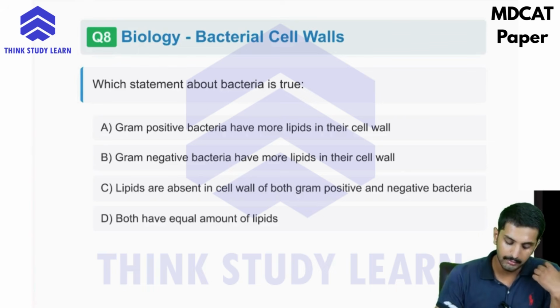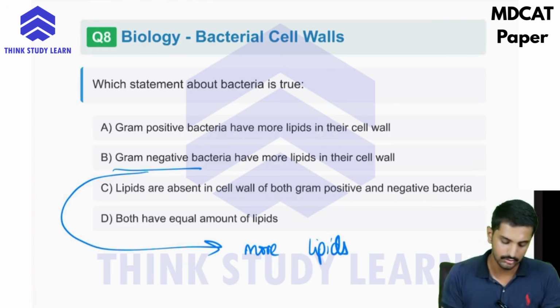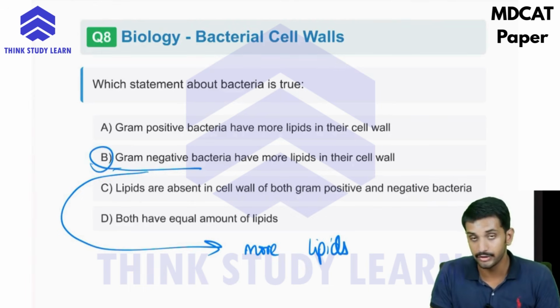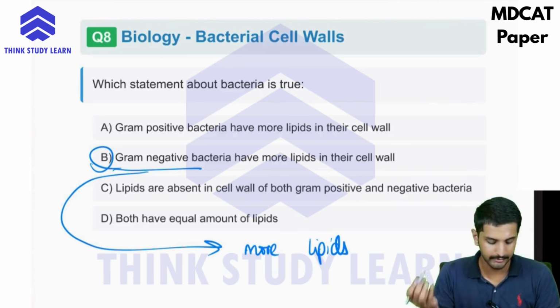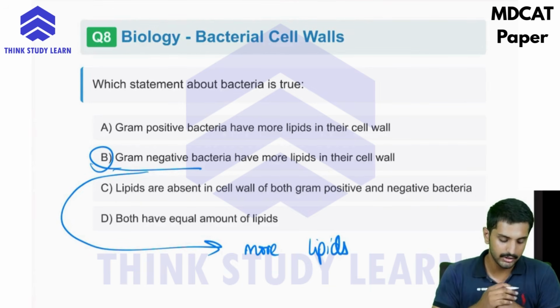So gram-negative here is basically when you have more lipids in the cell wall. So which statement about bacteria is true? It is basically B. Gram positive do not have that. So it has to be gram negative bacteria that have more lipids in their cell wall. So the correct answer is B, and we will move to the next question.